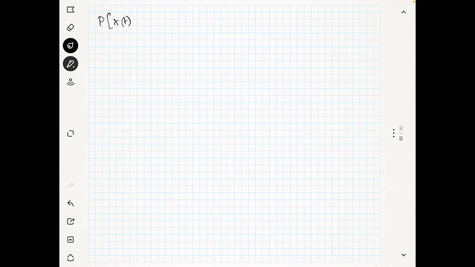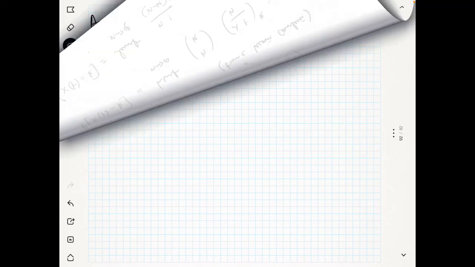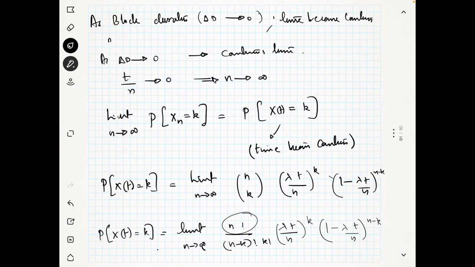So the probability that X of t takes the value k is nothing but the limit. I told you there is n factorial. So n factorial you can write like this: n into n minus 1 and so on, up to n minus k plus 1, into n minus k factorial. So this is how you can write this. You can write this n factorial like this.